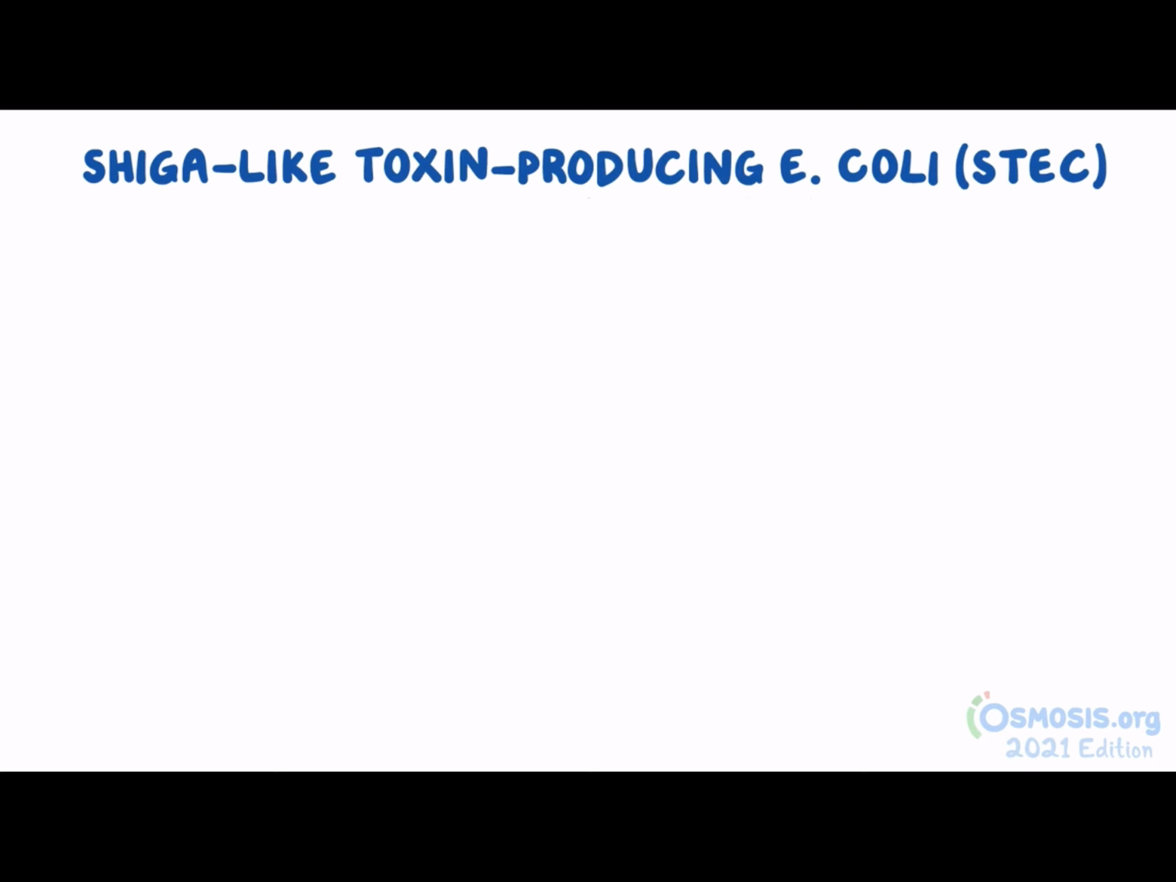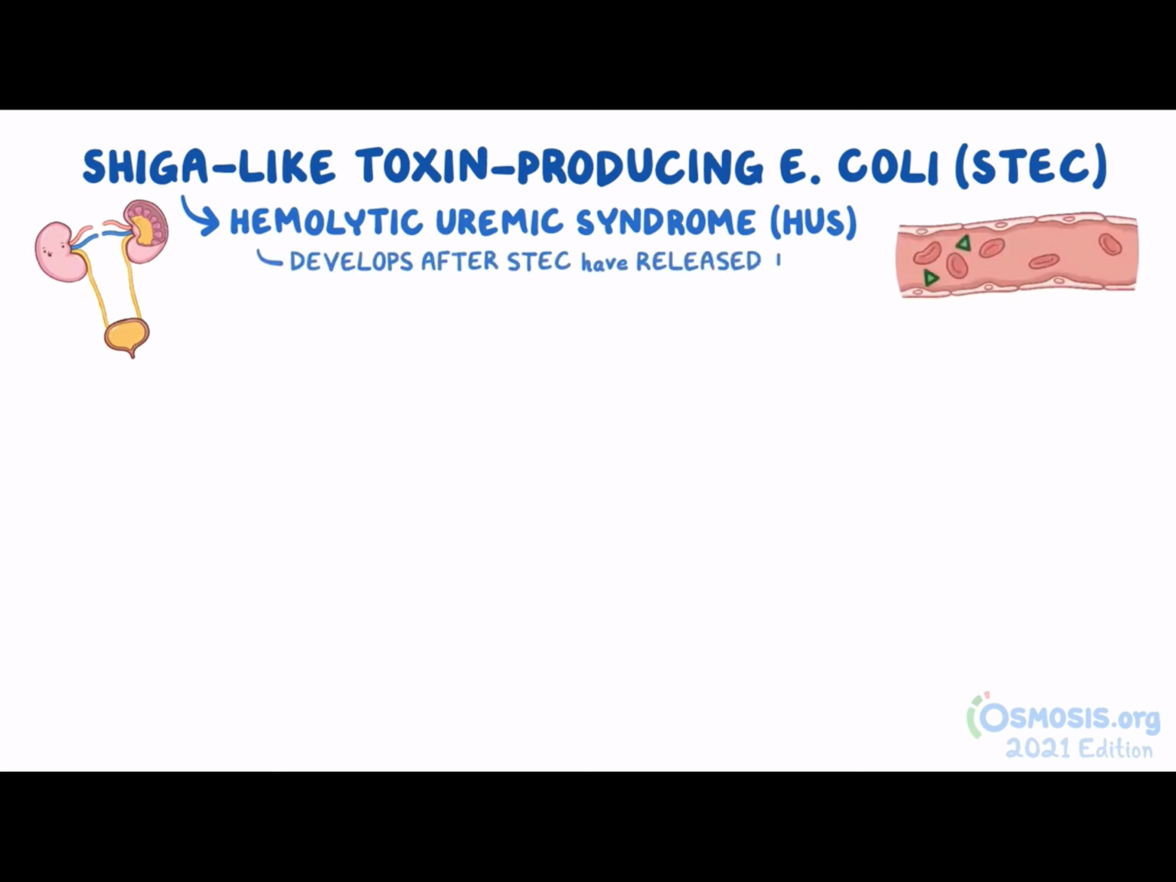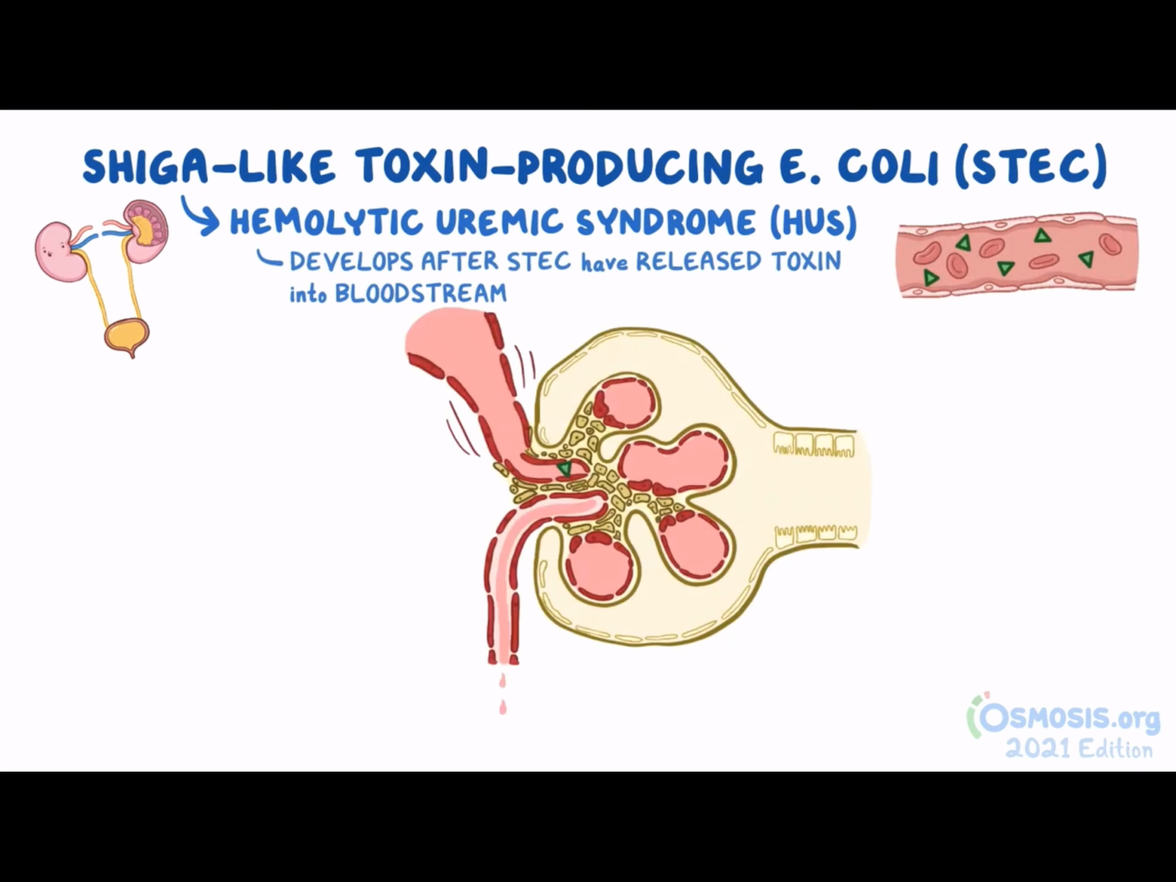But STECs can also affect the urinary tract, causing hemolytic uremic syndrome, or HUS. Hemolytic uremic syndrome usually develops after STEC have released their toxin into the bloodstream. From the bloodstream, the toxin can get into the kidneys and bind to the endothelial cells lining the glomerulus, making them die by apoptosis, or programmed cell death.